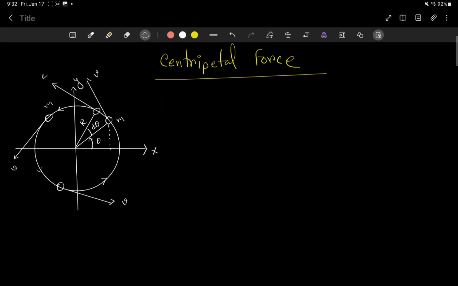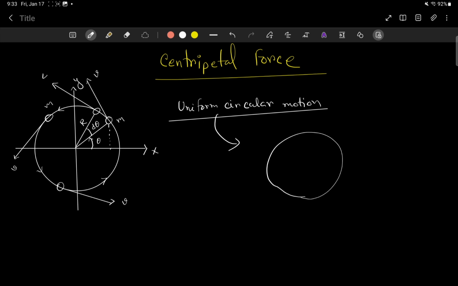Hello everyone, today I will be trying to derive the formula for centripetal force, and also we'll be trying to see what the centripetal force actually is. So I've already drawn the figure at the left, and as you can see, we are going to consider a uniform circular motion.